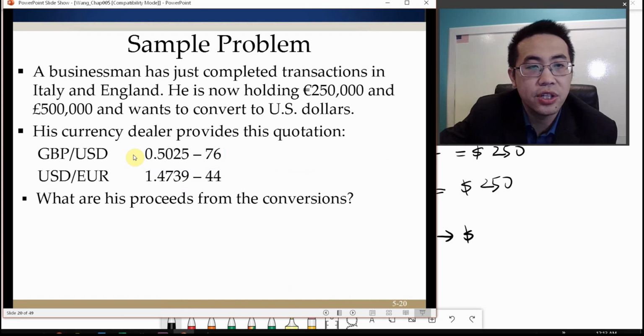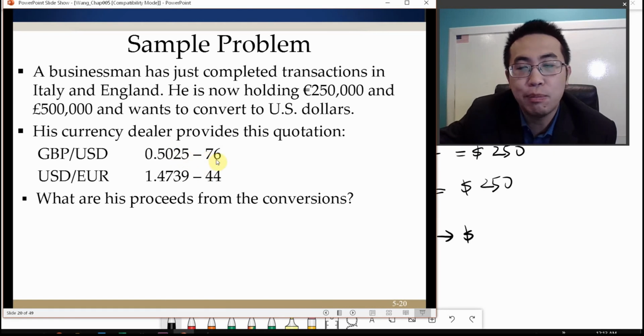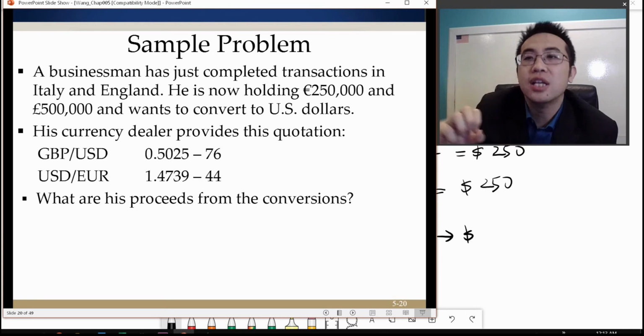Okay, and if you are buying the pound, this is not a direct quote provided to you. This is essentially an indirect quote. It means 0.5025 pounds per US dollar at the bid and 0.5076 pounds per dollar at the ask. So what are you doing with the dollar? That is the question, because if you are going to utilize the indirect quote, you're asking yourself what am I going to do with the dollar instead of what am I going to do with the pound. Indirect is about the dollar, direct is about the foreign currency.